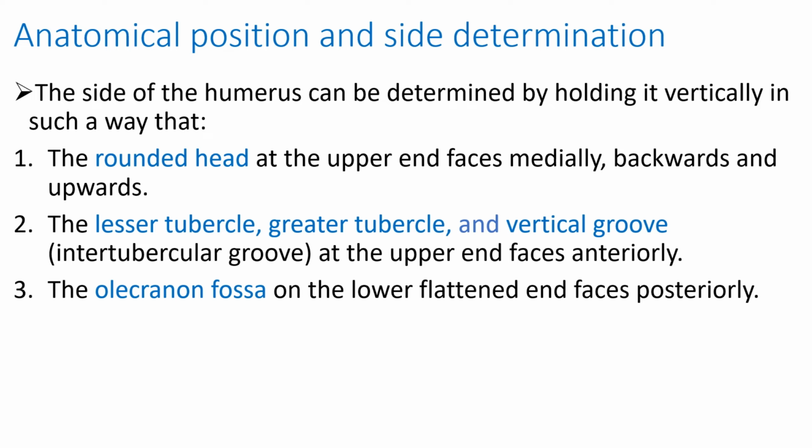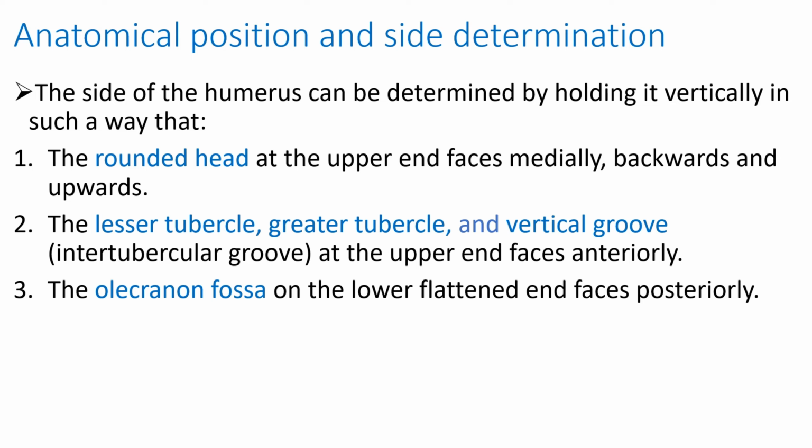Then the tubercles, that's the lesser, greater, and then the bicipital groove or the intertubercular sulcus, they face anteriorly or forwards, and then the head of the humerus at the upper end will face medially, that is towards the midline, backwards and upwards. So this is how you determine the anatomical position and the side of the humerus bone.